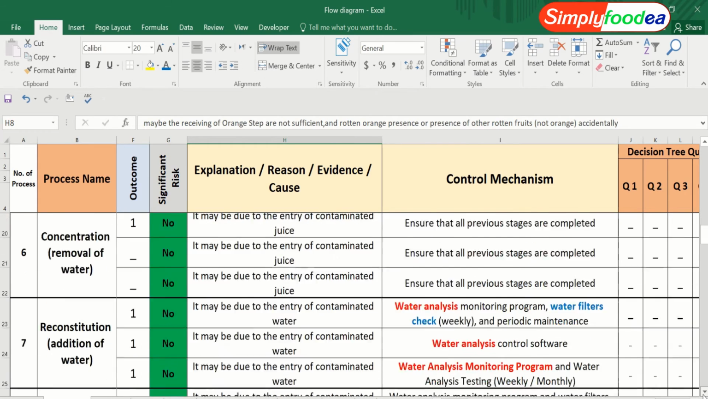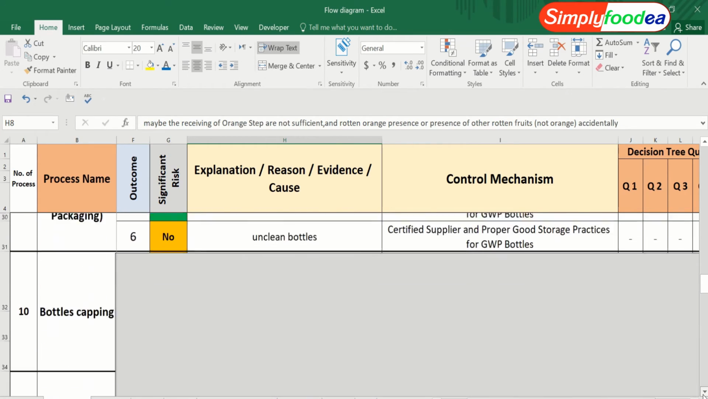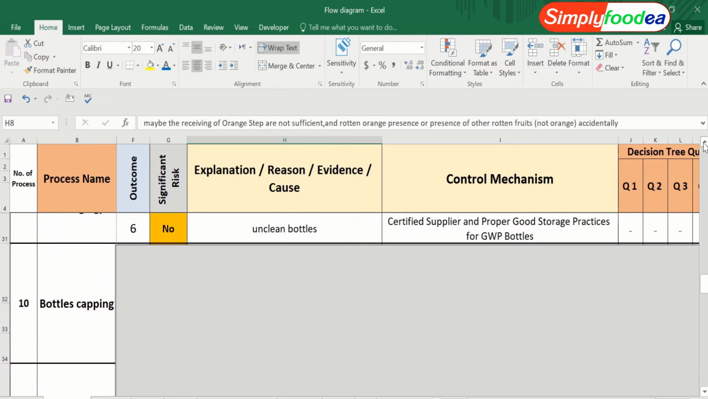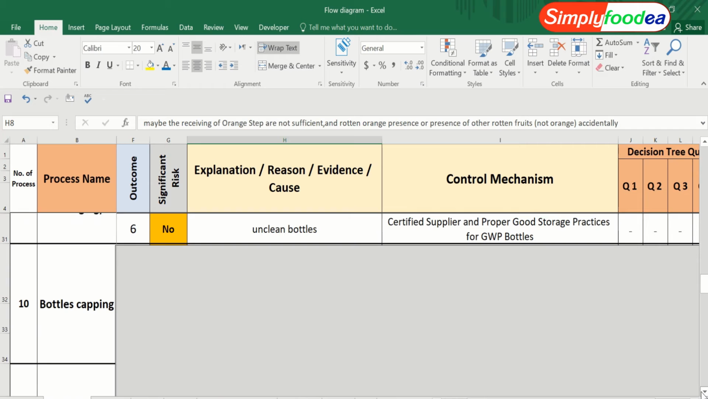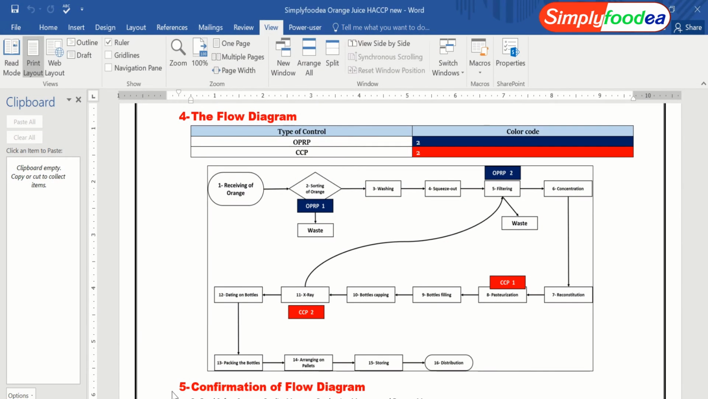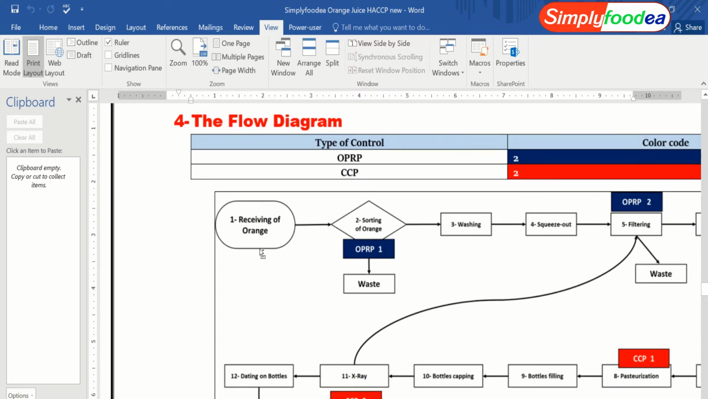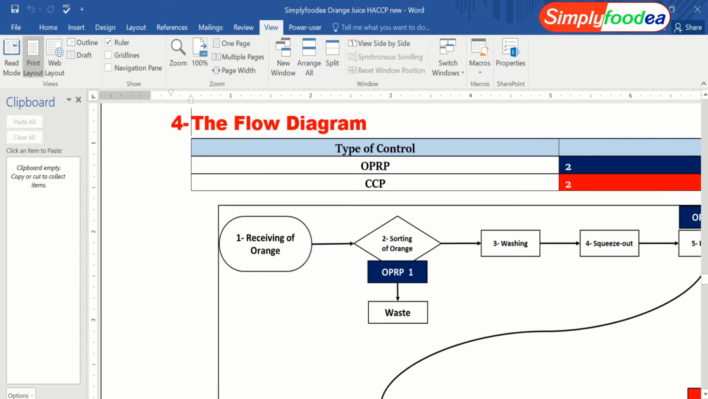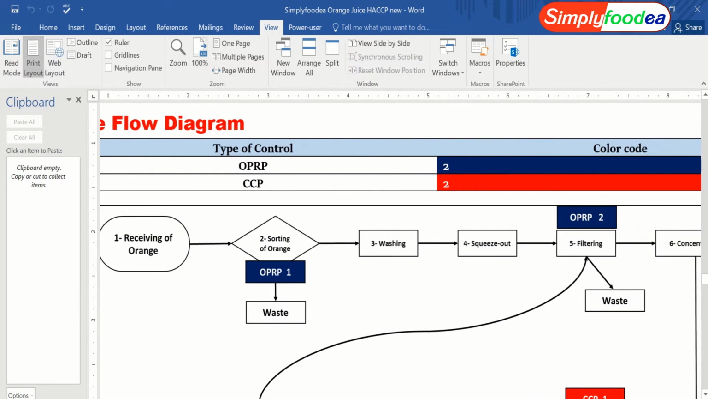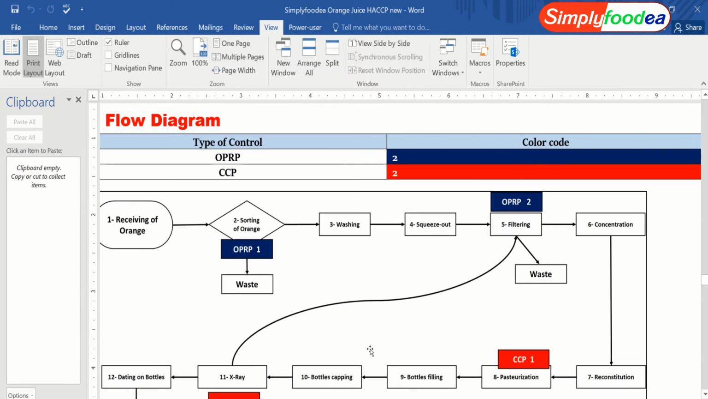Okay, we are in process number 9. Continuing with the bottle capping. Let us see our process again. Let me zoom in. We have finished all these processes and the bottle filling. Now the bottle capping.